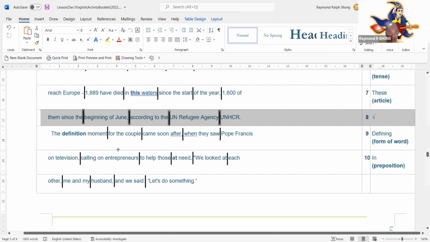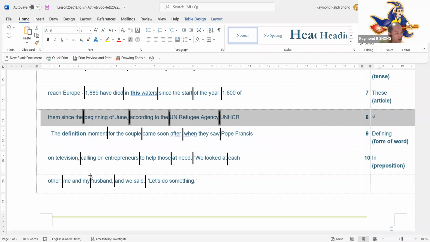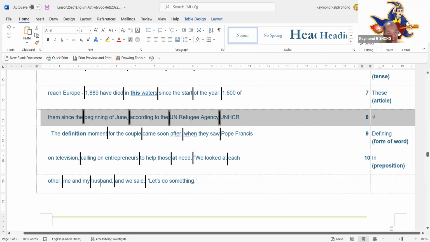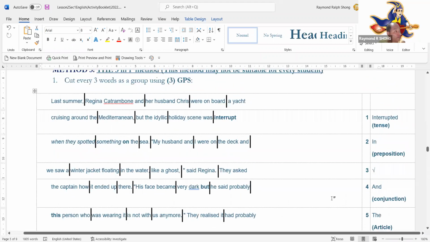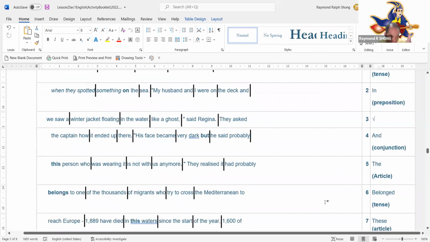Defining. So you see the way you read, "the definition movements for the couple came soon after", sounds a bit weird, right, Zixing? The definition movement, Ethan, Esther, do you agree now? It sounds a bit weird, doesn't sound smooth, the structure is a bit weird, like "drink go down". So "the defining movement" sounds more appropriate. So you see another "in". You realize it's proven that this preposition is really super important. And you cut the words in 3s like that.